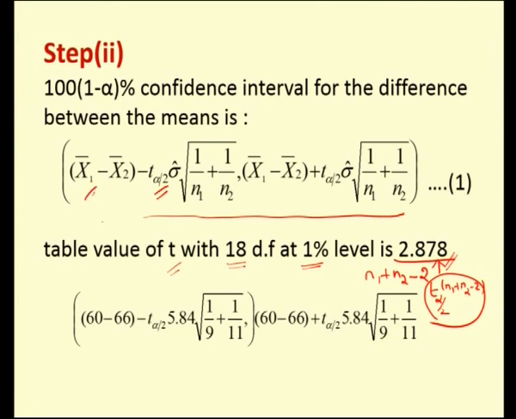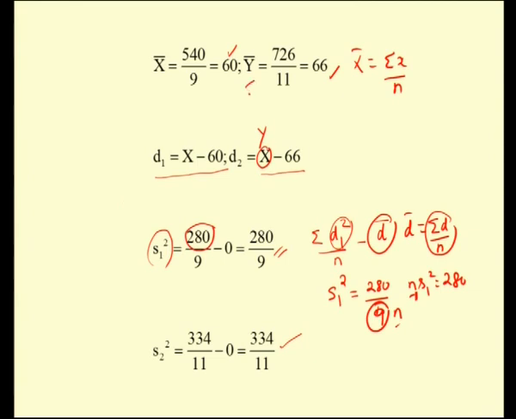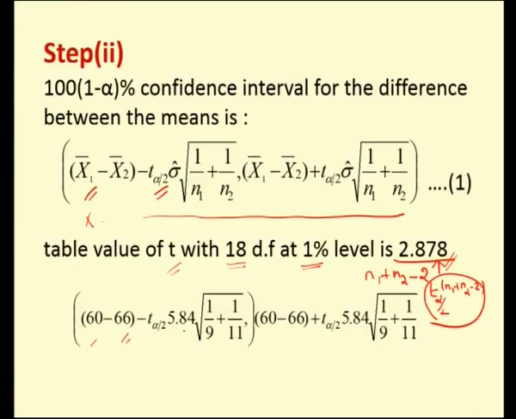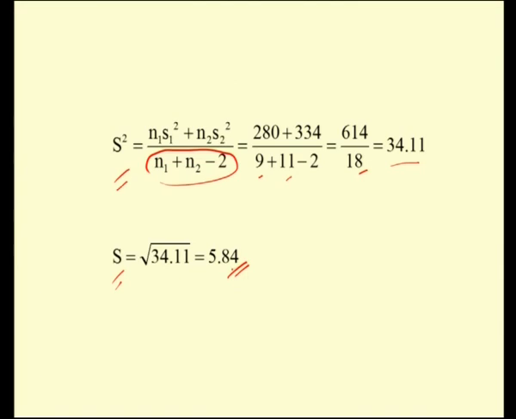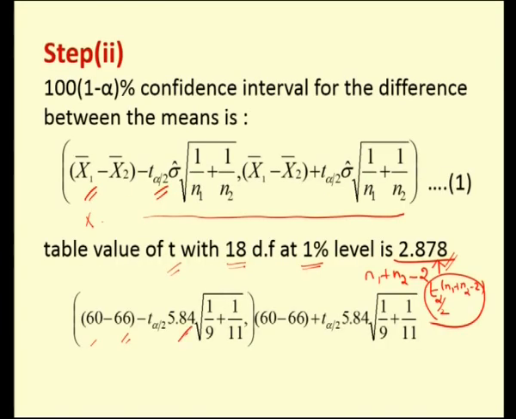Now x1 bar we have found out as 60, and x2 bar. Here x1 bar is nothing but my first sample, x2 bar is the second sample, in which case this is going to be my x2 and this is going to be my x1. Now sigma cap, that is my combined standard deviation, which I found out is 5.84. I am substituting here, and here n1 is 9, n2 is going to be 11. So here on substituting, equation number 1 takes this required form.